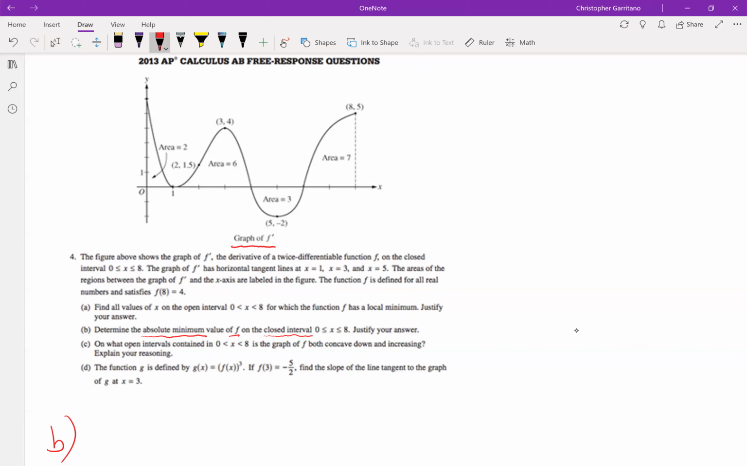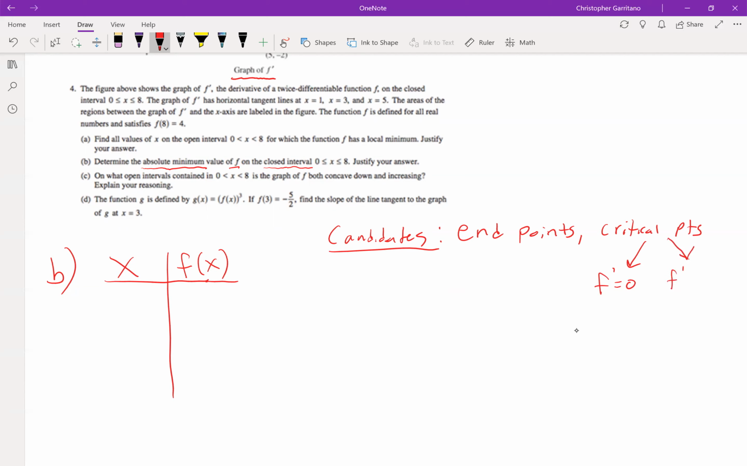First, let's establish the candidates. For something like this, the candidates are always the endpoints on your interval and the critical points. And remember, the critical points, we all remember, that's when f prime is equal to 0. Yes, but also we have to check for when f prime is undefined, because those also count as critical points, and those are also potential max or min values for a function. All right, so the endpoints are very easy. Our interval starts at 0 and ends at 8. So there we go.